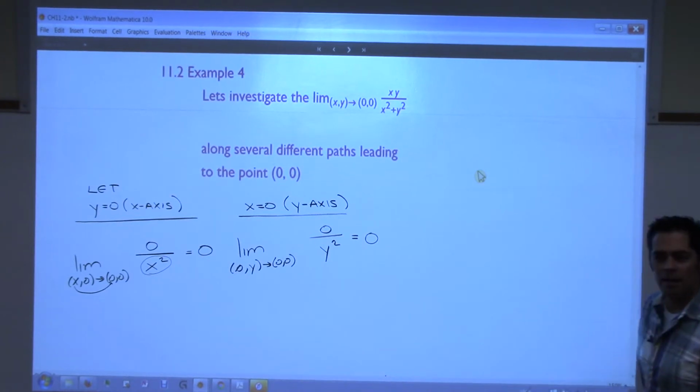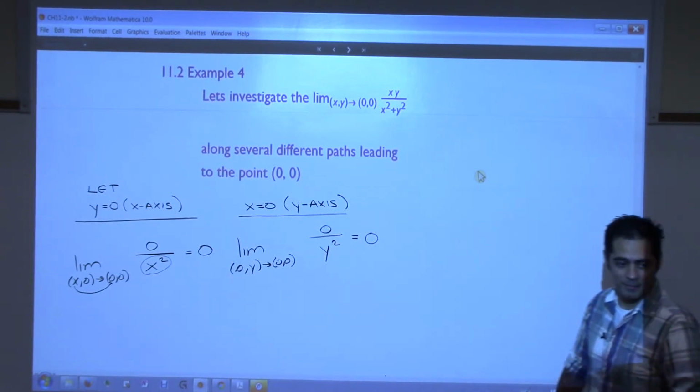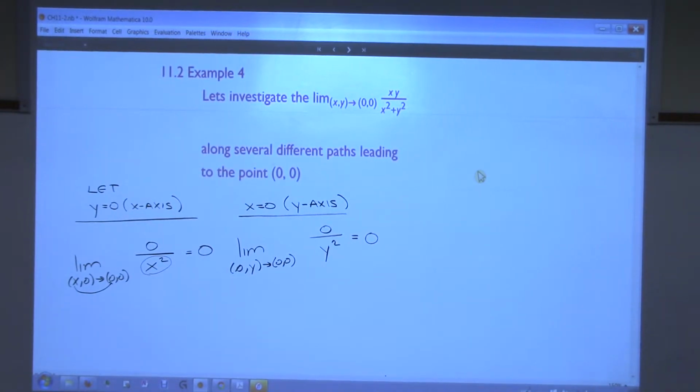So what should we try next? Are we going to do a different path? Yeah, let's do a different path. What do you want to try? y equals -x. That's a good path.